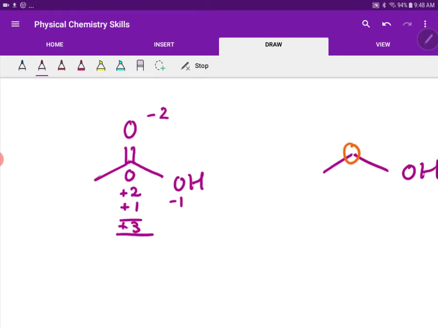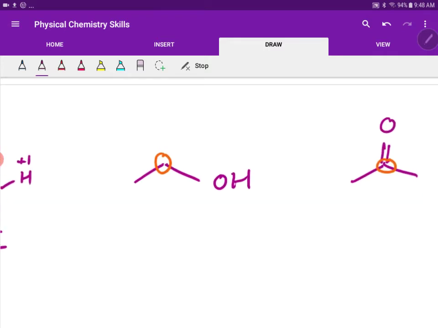If we consider this other oxygen atom, which already has a -1, and compare it to the hydrogen here, hydrogen is less electronegative, so it gets a +1. This gets -1, so you get a total of -2.